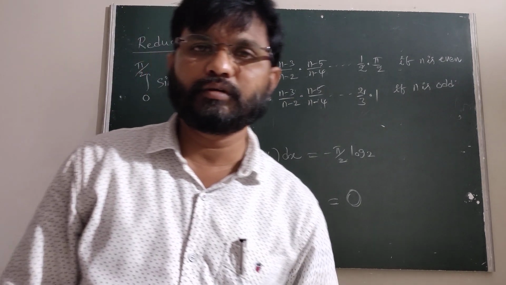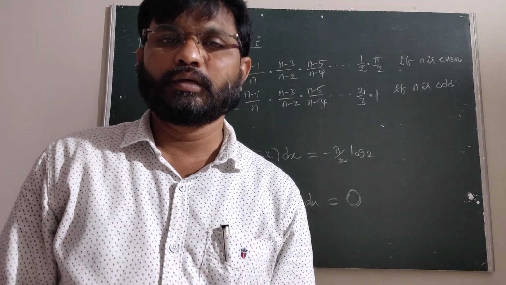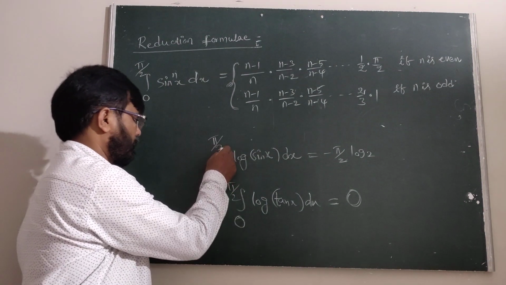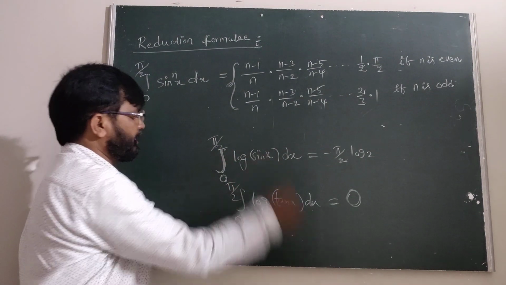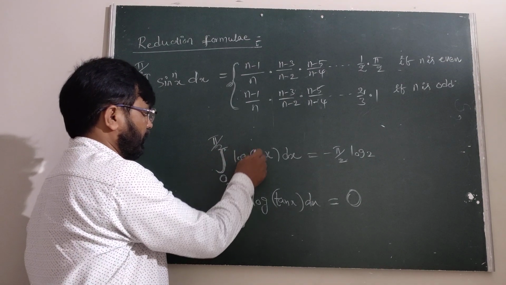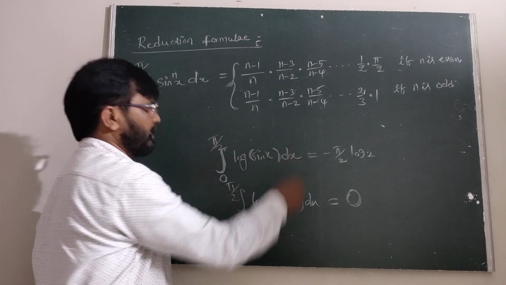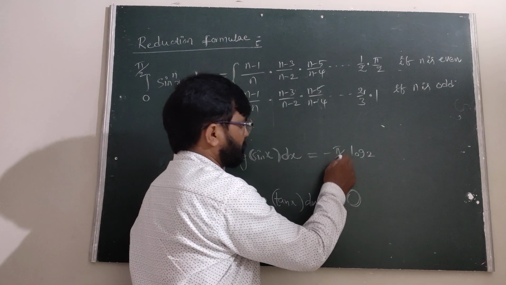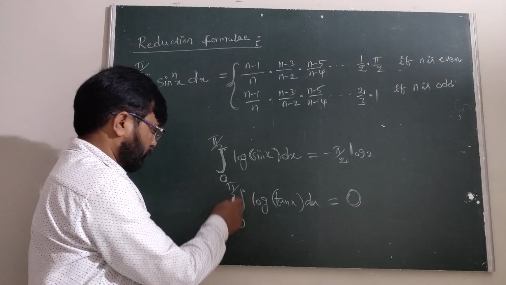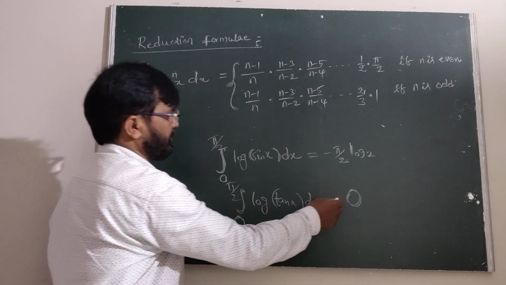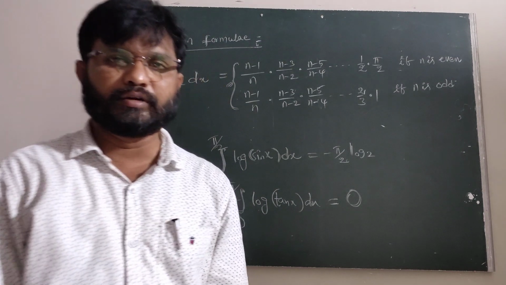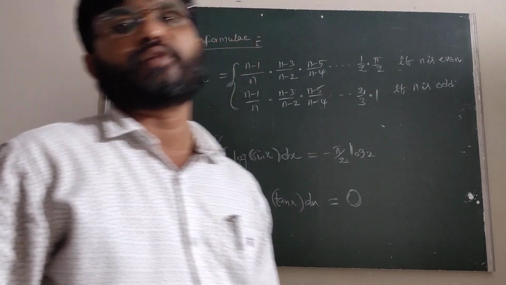Hi everyone, good morning. In the previous class we discussed the integral from 0 to pi by 2 of log sin x dx equal to minus pi by 2 into log 2, and the integral from 0 to pi by 2 of log tan x dx equal to 0. Now today we are going to discuss reduction formulas.